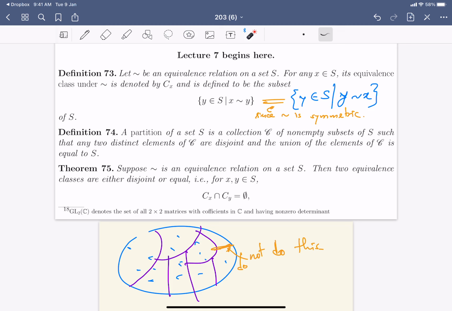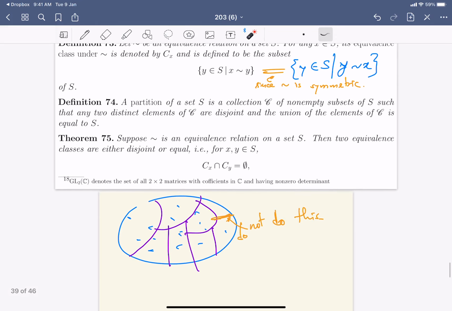So if you have a collection C of non-empty subsets of S such that any two distinct elements of C are disjoint. Have a look here: if you pick this collection of elements or this one, they are disjoint. The point is that you decompose S into a bunch of pairwise disjoint subsets, and C is formed by them. More precisely, a partition is a collection of non-empty subsets of S such that any two distinct elements of it are disjoint, and the union of the elements has to be equal to S. So nothing can be left out.